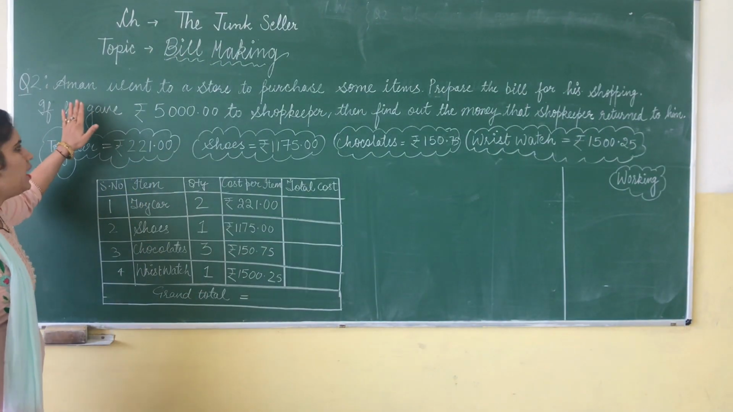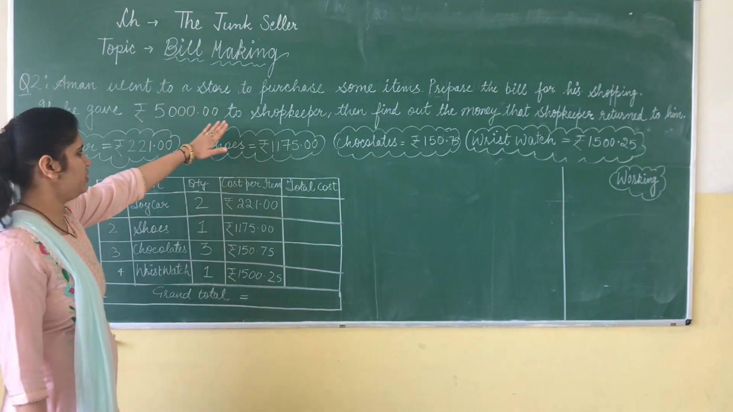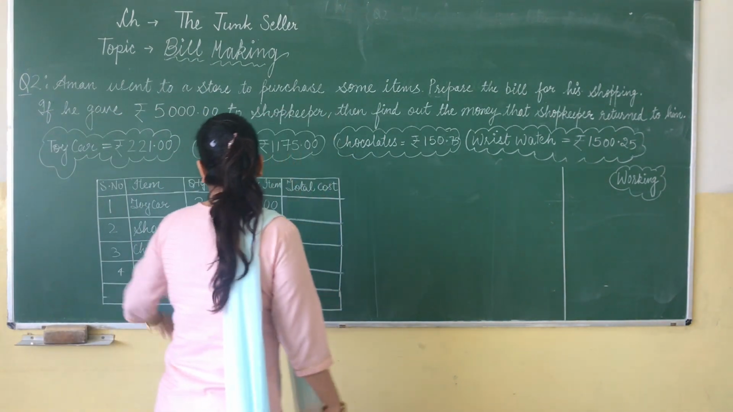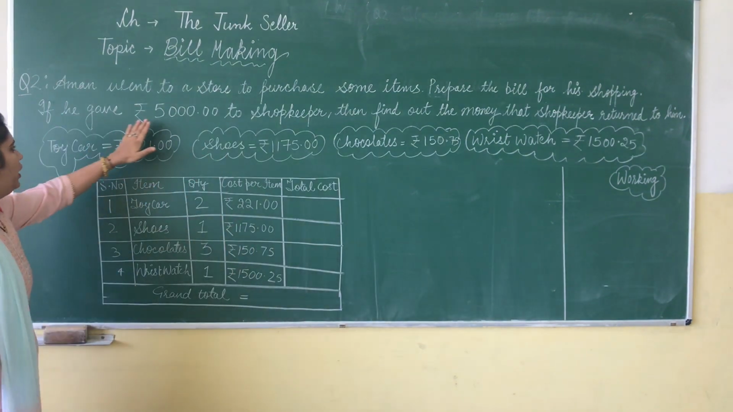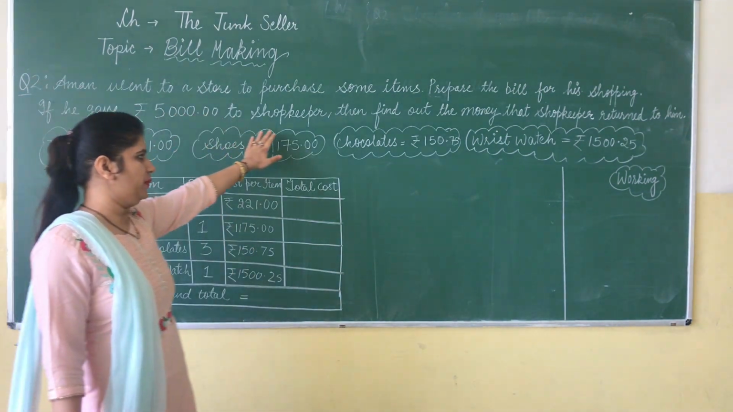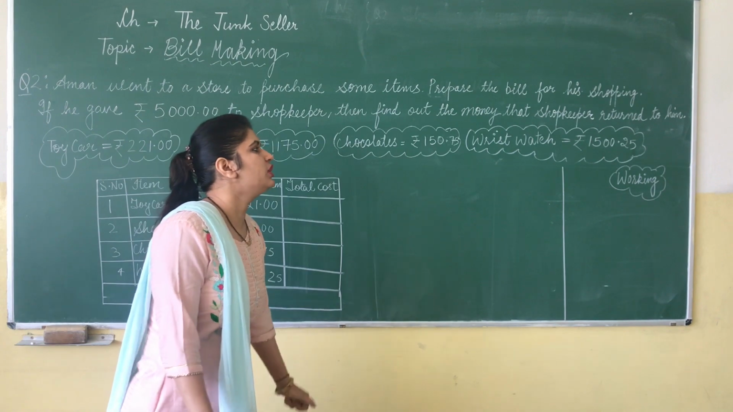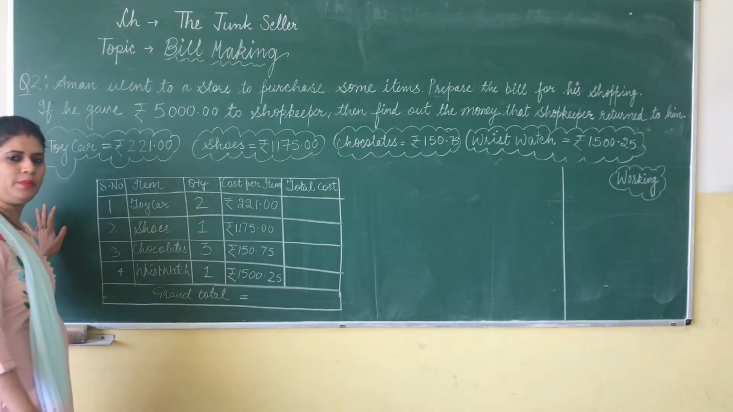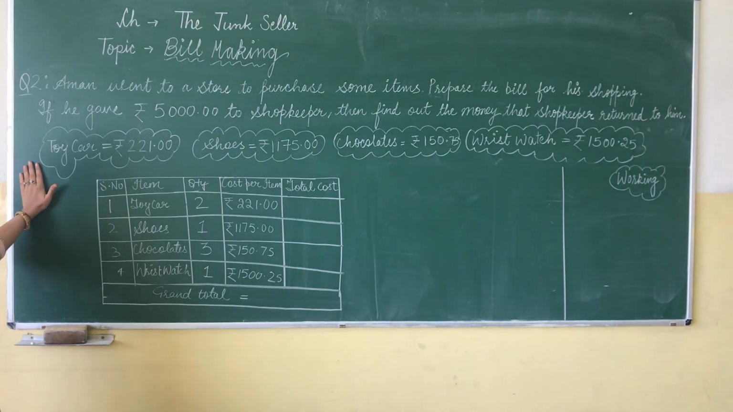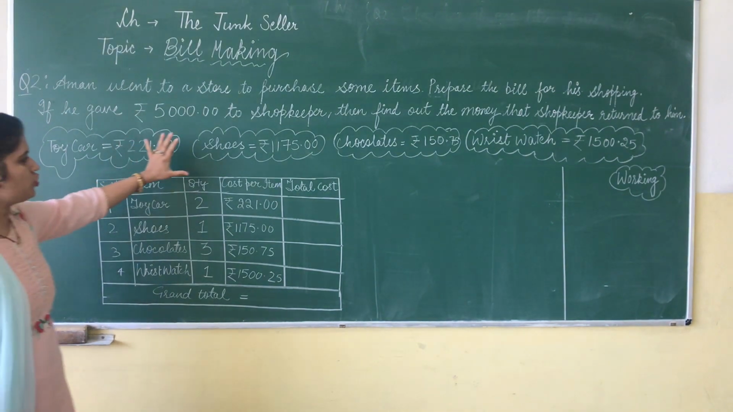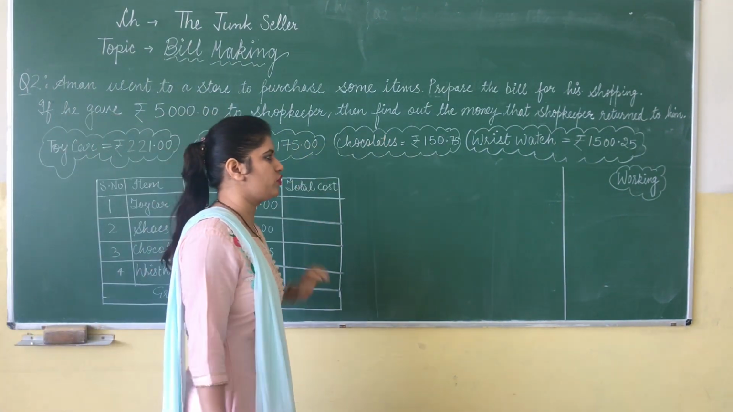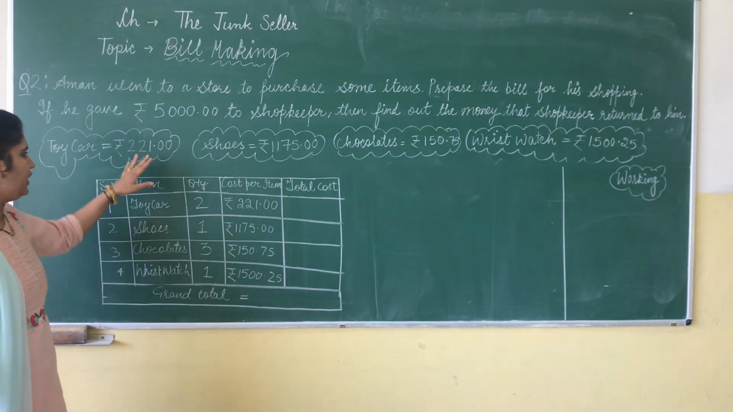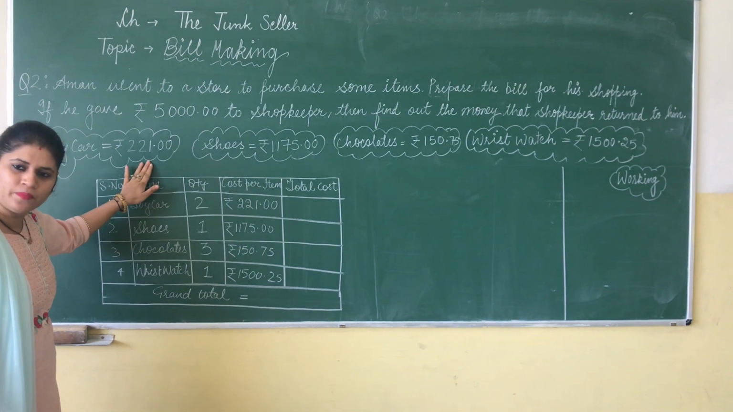Question number two is, Aman went to a store to purchase some items, prepared the bill for his shopping, and he gave 5,000 rupees to the shopkeeper and then find out the money the shopkeeper returned to him. So first of all we need to prepare the bill. The items are given below: toy car, shoes, chocolate and wristwatch. Total items he has purchased are 4 and the amount of each item is given.